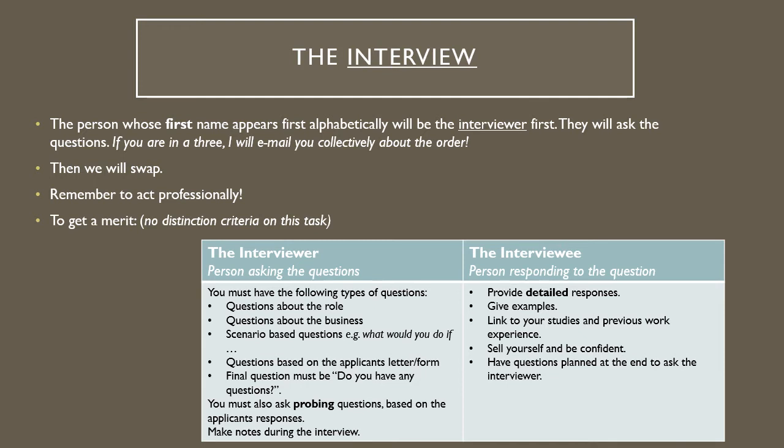So let's switch now to the interviewee. So you're the person now responding to the questions. And again, to get the merit criteria, you need to give detailed responses, okay? You can't just give yes/no answers. That would mean you just get the pass. You need to provide detailed responses. The best way to get detailed responses is to give examples. So try to think of examples of things you've learned in college, previous work experience, or anything you've done out of school or college, to support what you're trying to say.